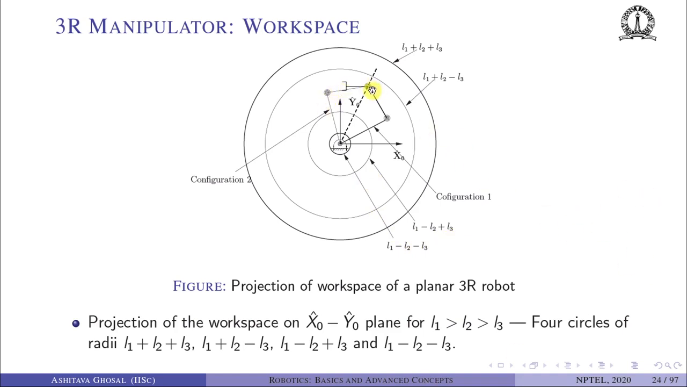So now if you pick a point on this region between L1 − L2 + L3 and L1 + L2 − L3, so this is the point. As you can see, this point is nothing but capital X, capital Y. Okay, it is small x − L3 cos phi and small y − L3 sin phi. And I can reach this point in two ways. So the planar robot can be like this and it could be like this. Okay, that is what is meant by there are two possible solutions for theta 2.